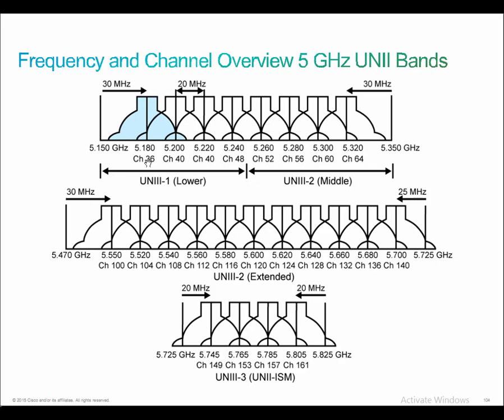Now we're shifting down to the next diagram here, 5.47 up to 5.725 gigahertz. This is called the UNII-2 extended range. Transmit power here by the FCC is 25 dBm. The EIRP defined by ETSI is about 30 dBm in this case. And then the last is the UNII-3 ISM band, 5.725 to 5.825, 30 dBm by the FCC and 30 dBm by ETSI.